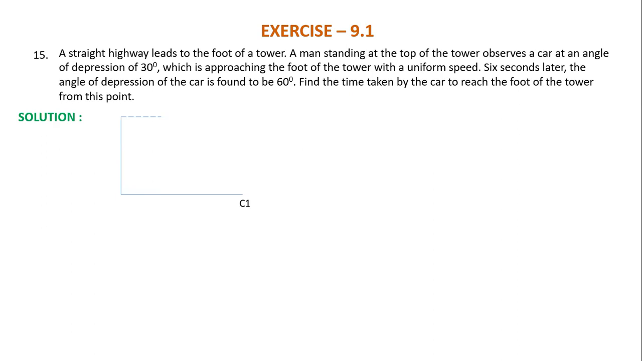This is a line of sight. He measures the angle. The measured angle is 30 degrees. If this is 30, this should also be 30. Then after 6 seconds, the car has shifted its position because the car is a moving car. It comes from here to the next position here.